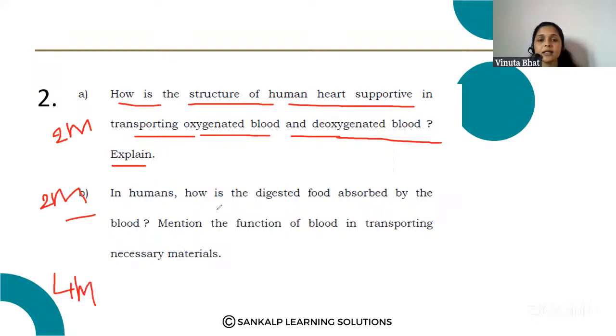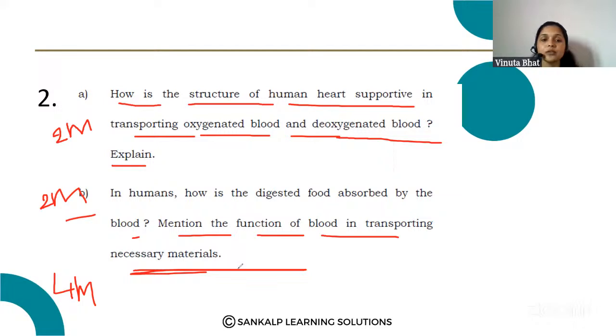In humans, how is digested food absorbed by the blood? Mention the function of blood in transporting the necessary materials. So how is the digested food absorbed by the blood, and mention the function of blood in transporting necessary materials. For these two questions, we have to see the answer now.